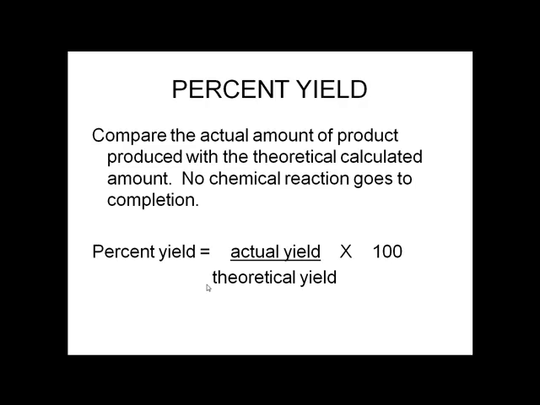Last topic, percent yield, very, very simple. No chemical reaction goes to completion. There's always some products left over. There might be some side reactions that occur.